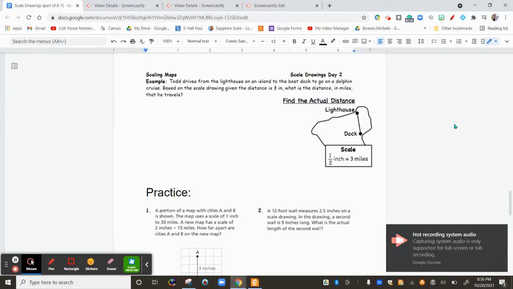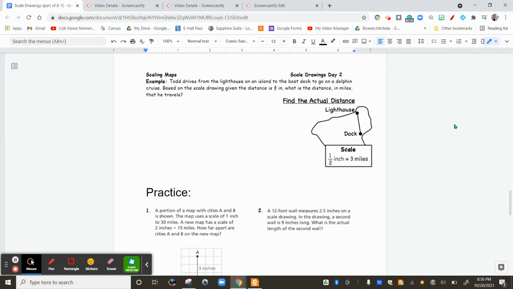So now we're going to apply the concept of scale drawings and proportions to map scales and scaling maps. Todd drives from the lighthouse on the island to the boat deck to go on a dolphin cruise. Based on the scale drawing, the distance is 3/4 of an inch. So what is the distance he actually travels in miles?